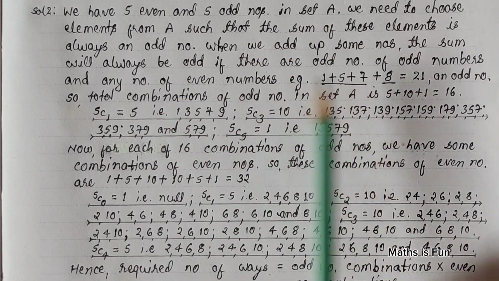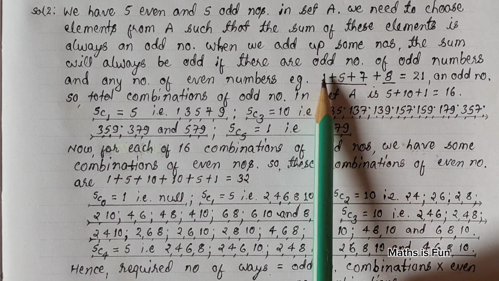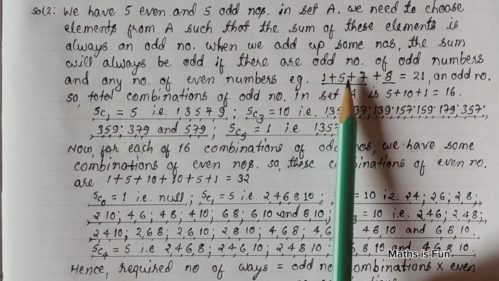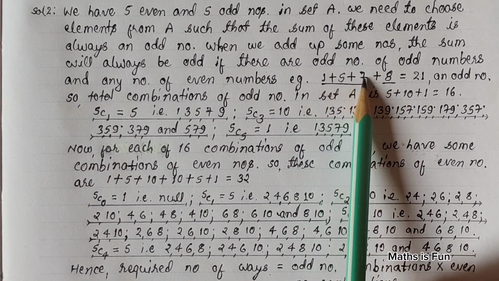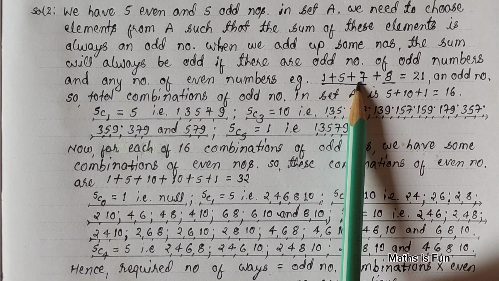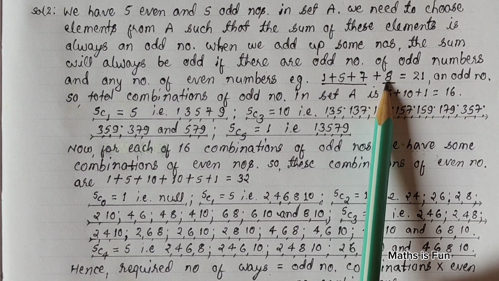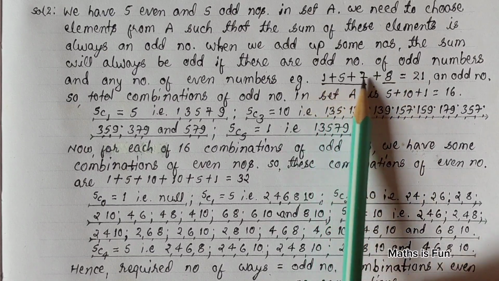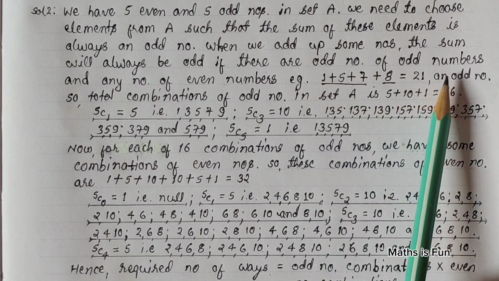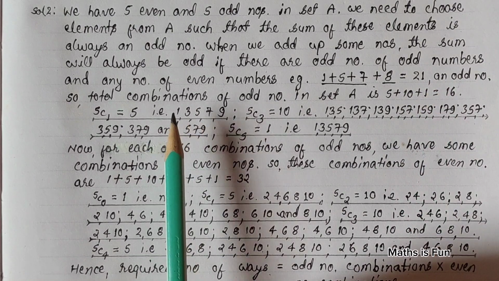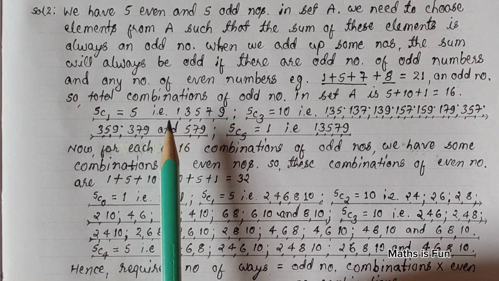For example, we can take 3 odd numbers, 1, 5 and 7. So this is odd number of odd numbers, and we can take any number of even numbers. Suppose we'll take 8. 8 is an even number. We are taking this even number only once. So if we add this up, we get 21, and that is an odd number. As I have told you, there has to be an odd number of odd numbers.